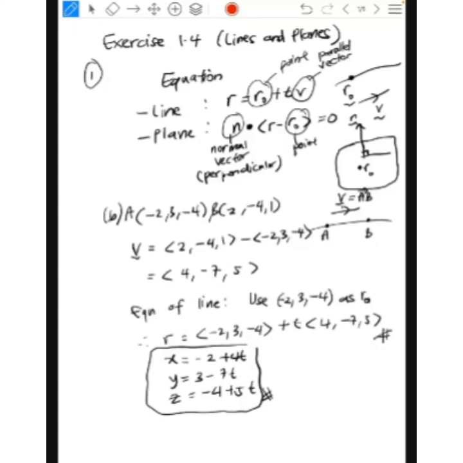So I believe there are no questions on that one. Let's move into question number 2, which is find 2 points on the line and 2 vectors parallel to the line.